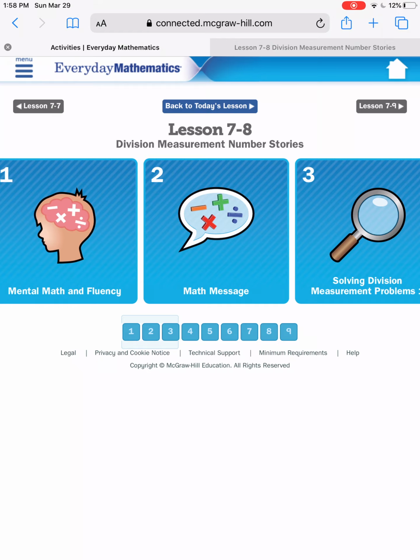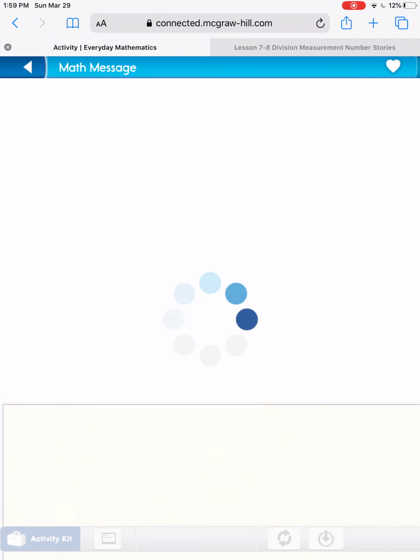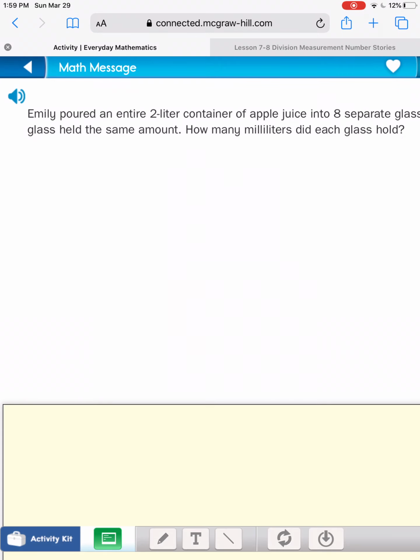So we're going to start off today with our math message. So we're going to click on that. And it's going to bring us to our first question. And I'm going to read it out loud to you. Emily poured an entire 2-liter container of apple juice into 8 separate glasses. Each glass held the same amount. How many milliliters did each glass hold?